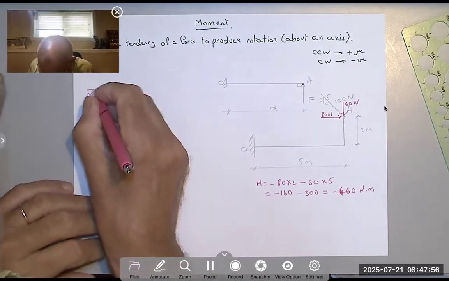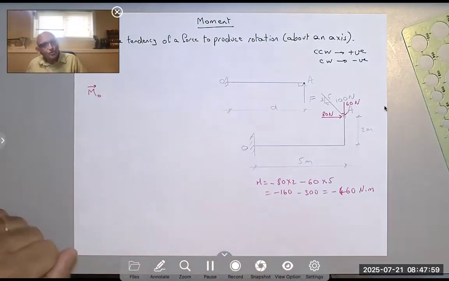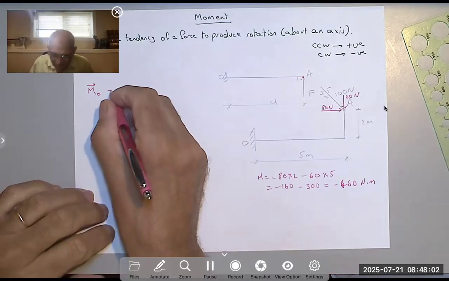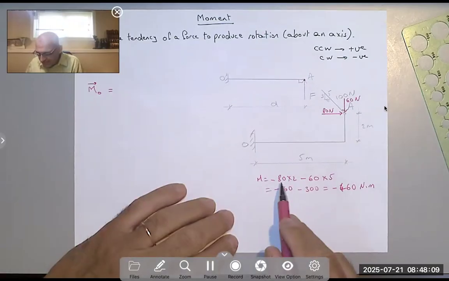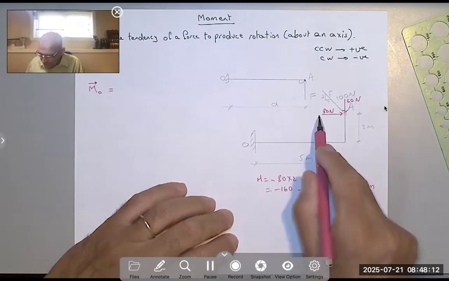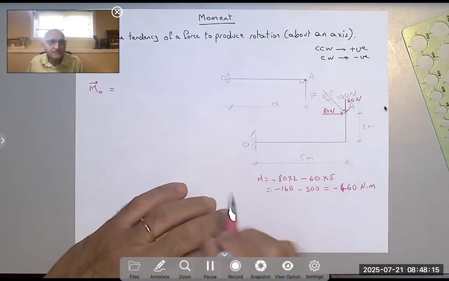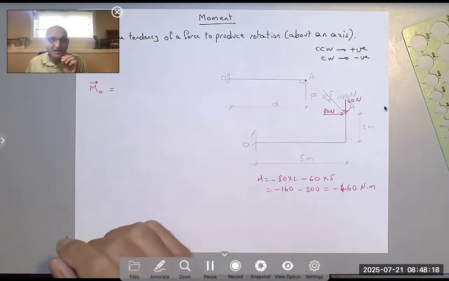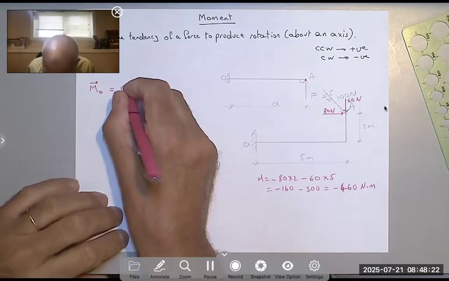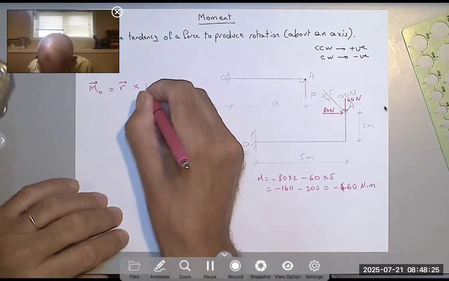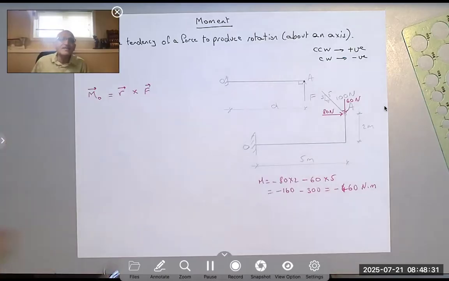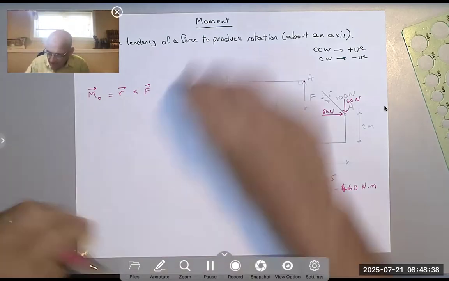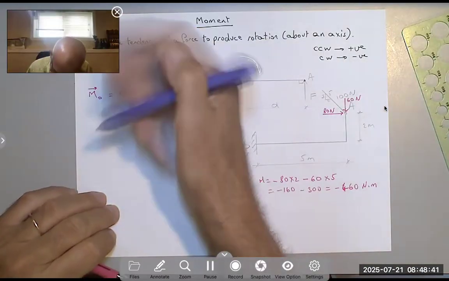But the moment as a vector, if I write the moment as a vector about point O, listen carefully. At all times, we say force times distance, force times distance. However, when we do the vectors, we say R cross F. The R comes first, then the force. If you write the force first, you will get a negative answer, exactly the opposite answer. So please be careful. It's R, and R here is referred to as the position vector.